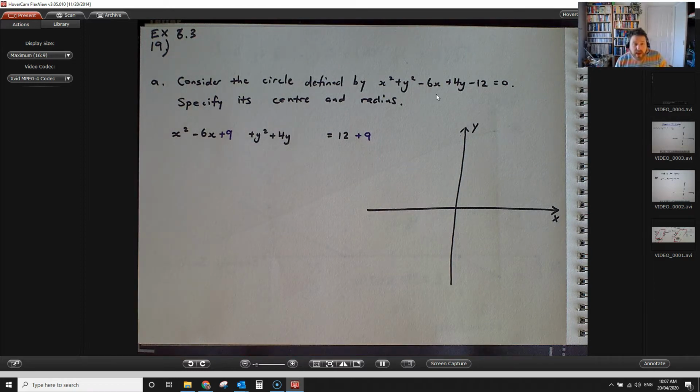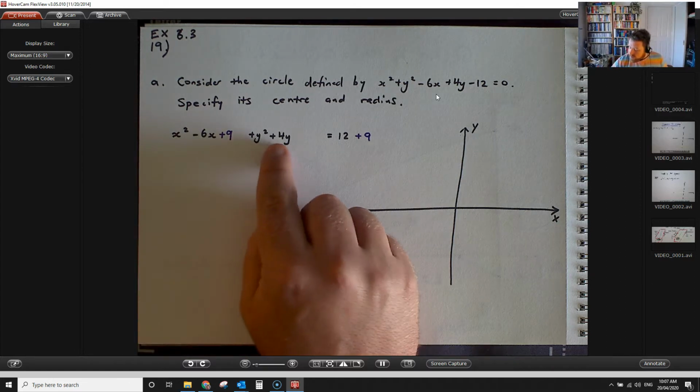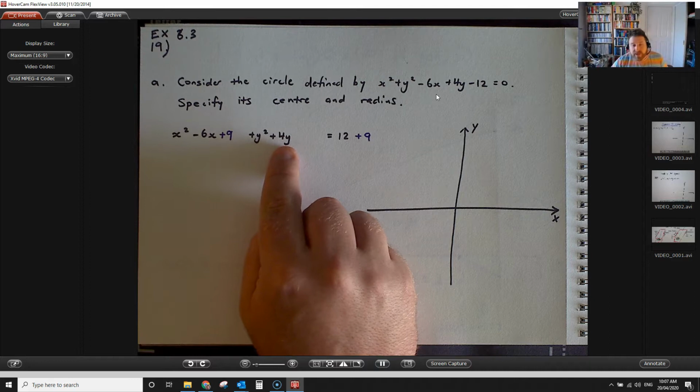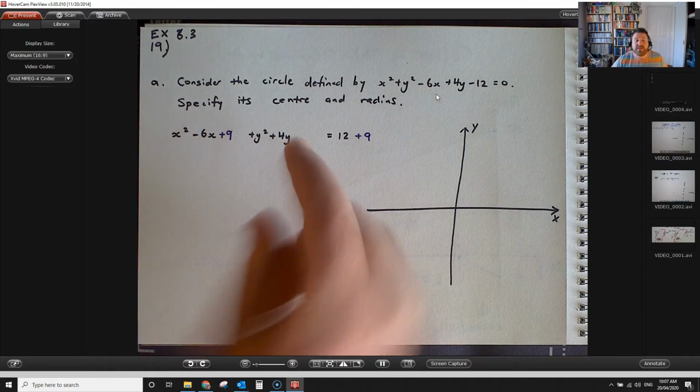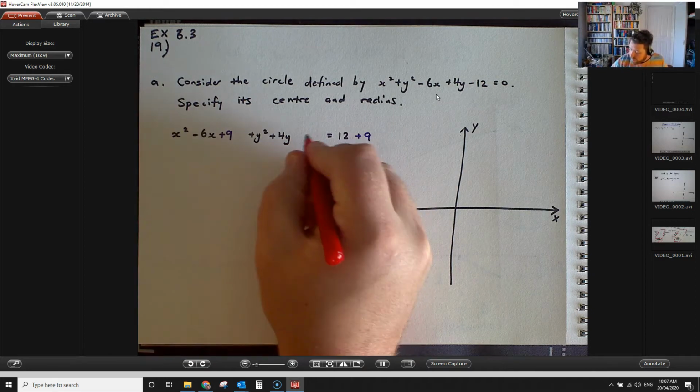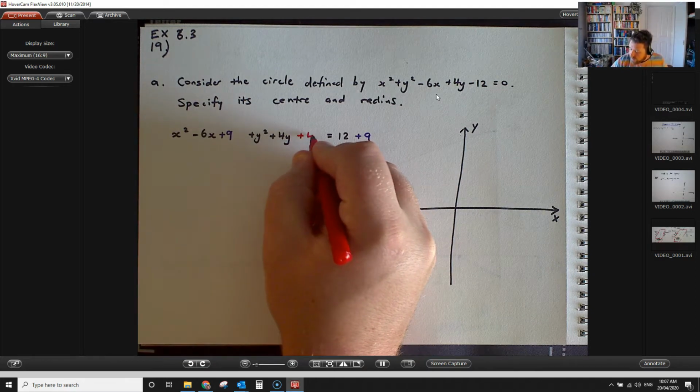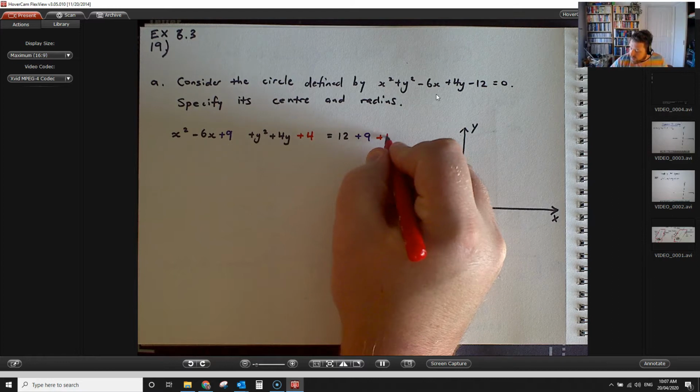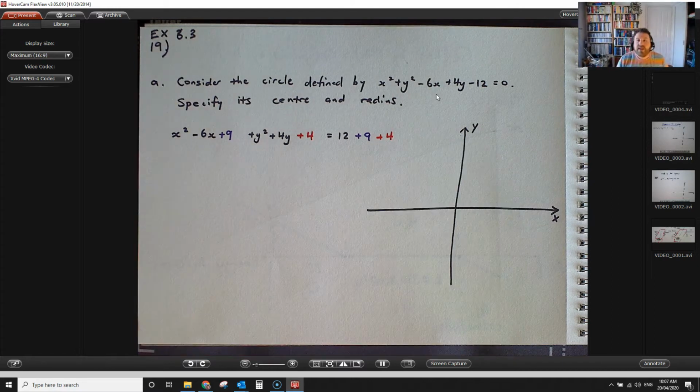Okay, I'm going to do the same thing with the y. So we're going to have y squared plus 4y. I'm going to take that 4y, halve the coefficient and get positive 2. Positive 2 squared is 4, so that's plus 4. And once again, because I'm not allowed to just do it to one side and not the other, I'm going to add 4 to both sides.